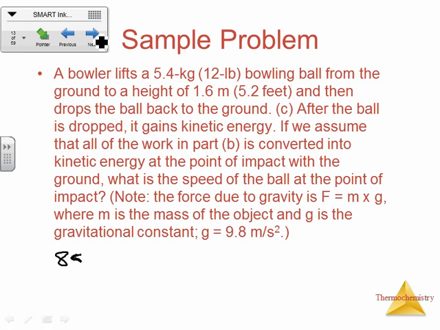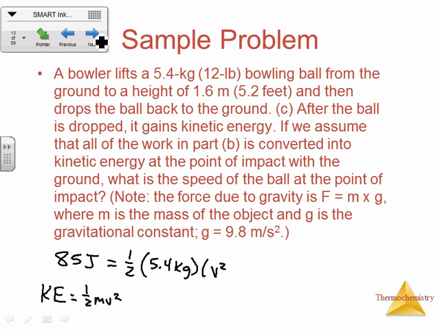85 joules equals, now we've got to remember the formula for kinetic energy here. Kinetic energy equals 1/2 mv squared. So 85 joules equals 1/2 times the mass, which was 5.4 kilograms. And then we want to know the speed of the ball at the point of impact, so v squared. Then we're just going to solve this for v.